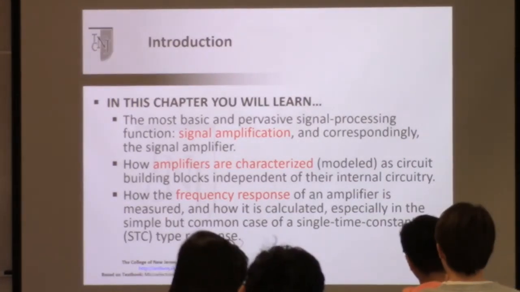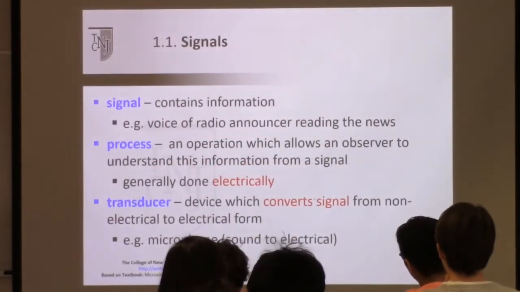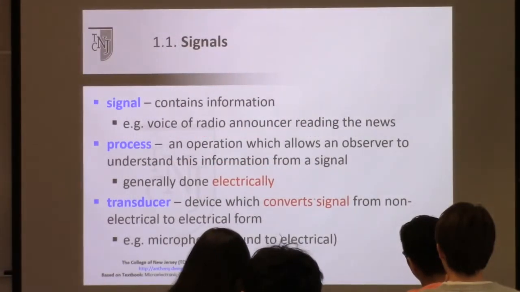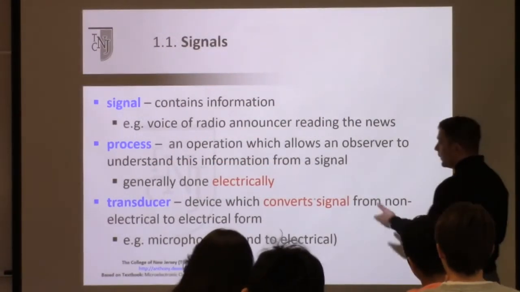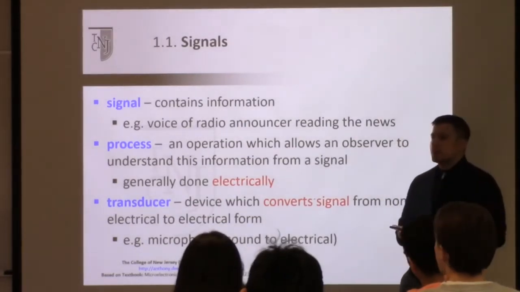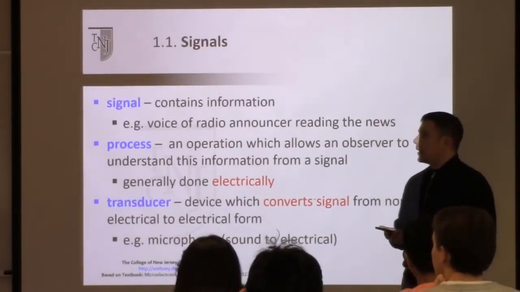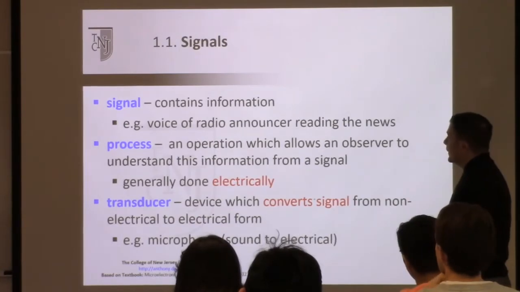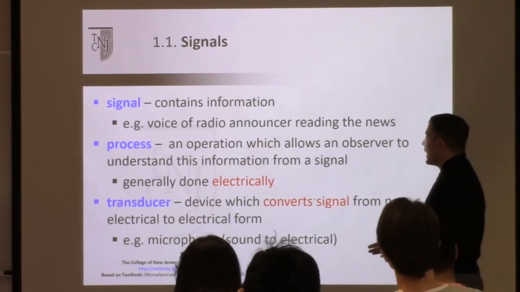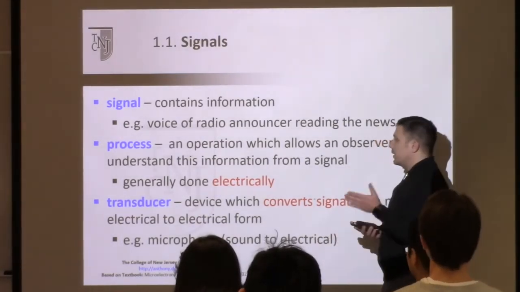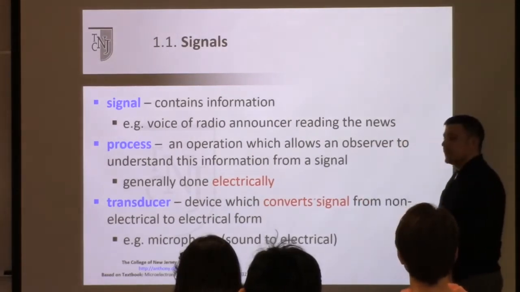All right, so moving on to signals. What's a signal? A signal is anything that contains information. The most basic old school example is the voice on a radio, right? Announcer reading the news. A process is an operation which allows an observer to understand this information from a signal.